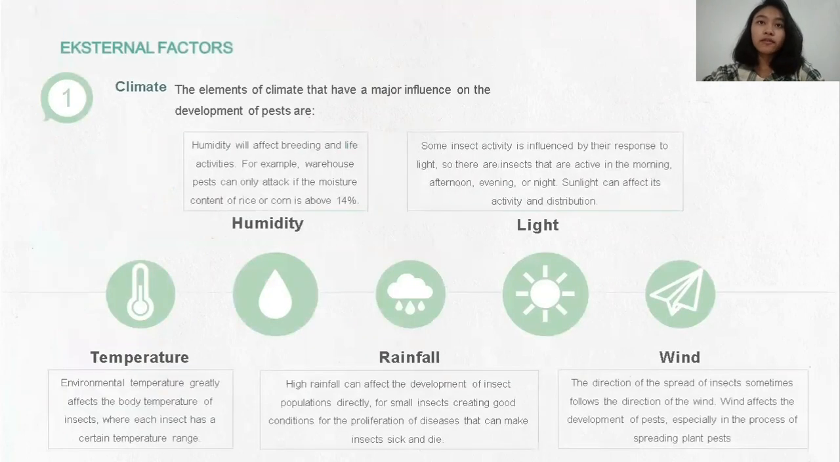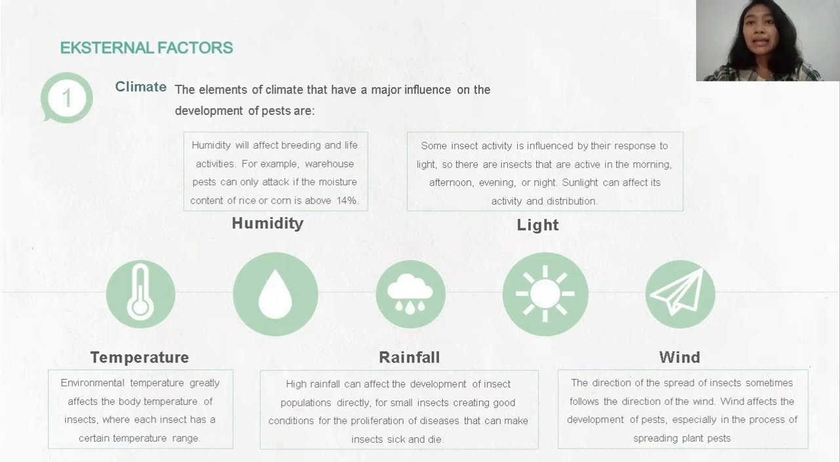Next are external factors. First of all is climate. The elements of climate that have a major influence on the development of pests are, first, humidity. Humidity will affect breeding and life activities. For example, warehouse pests can only attack if the moisture content of rice or corn is above 14%.